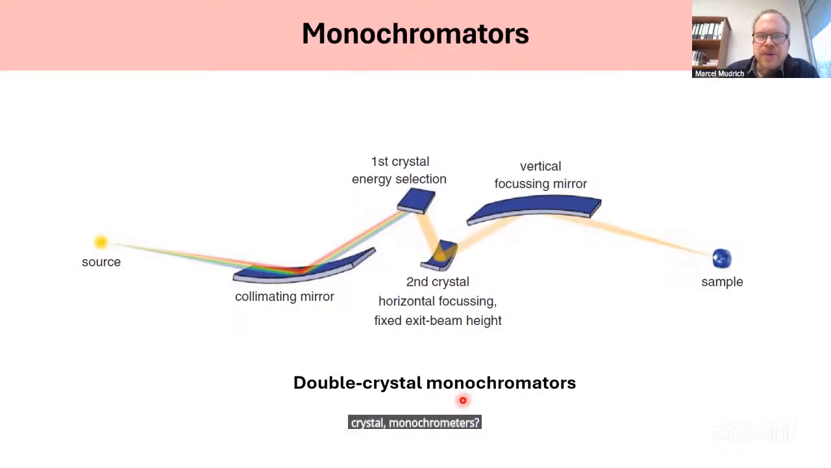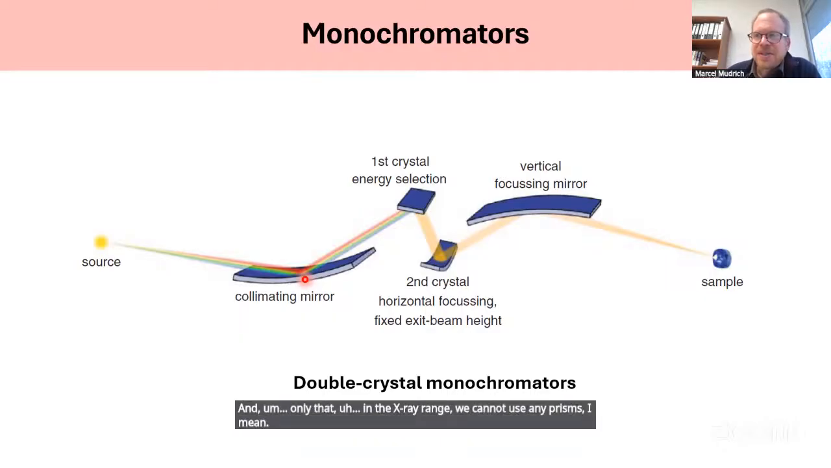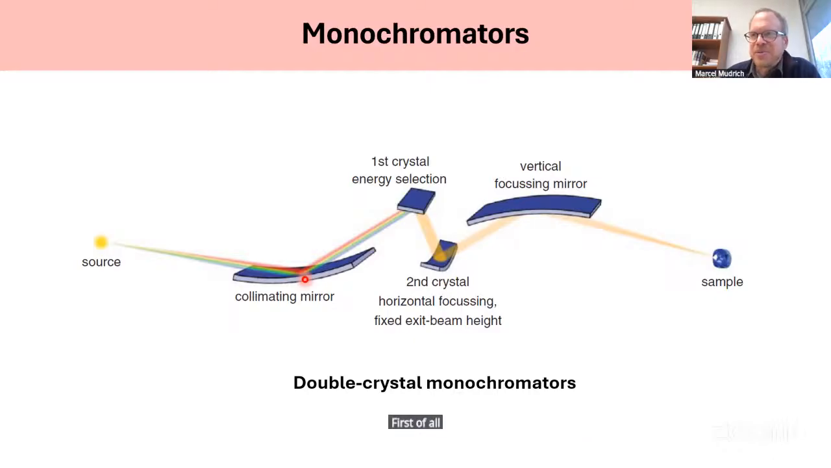The way they work is similar to a spectrometer in the visible range, where we need a dispersive element, some element like a prism that disperses light according to the color of the light. Only in the X-ray range, we cannot use any prisms. First of all, the prism would absorb most of the X-rays. And second, the index of refraction, as we have seen, is very close to 1 for any material.